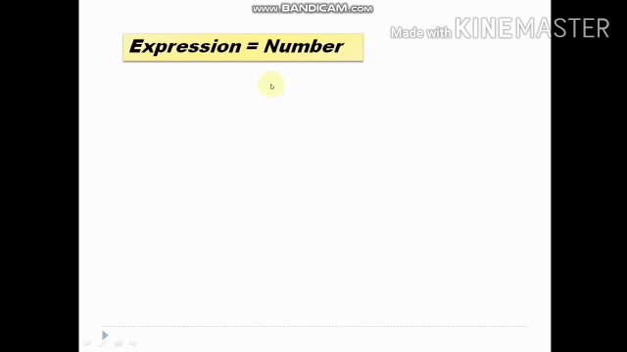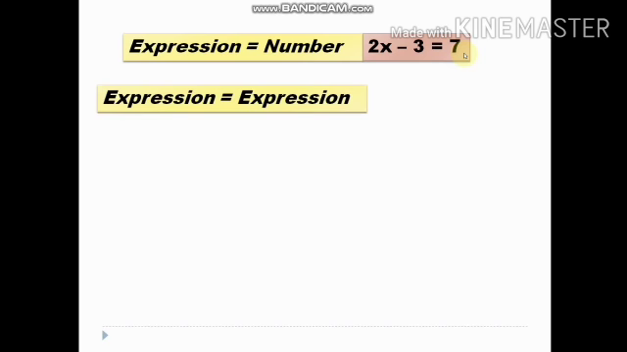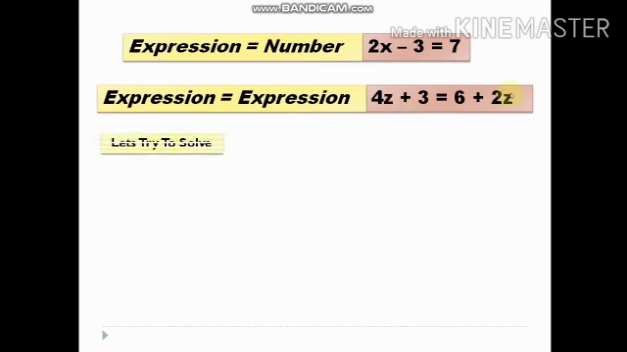Here, expression will be equal to number form. It means 2x minus 3 equal 7. This is one example of linear equation in one variable. Maybe in left hand side your expression and in right hand side your number. This is another form, expression equal expression: 4z plus 3 equal 6 plus 2z. Maybe your linear equation in one variable is in this form also.